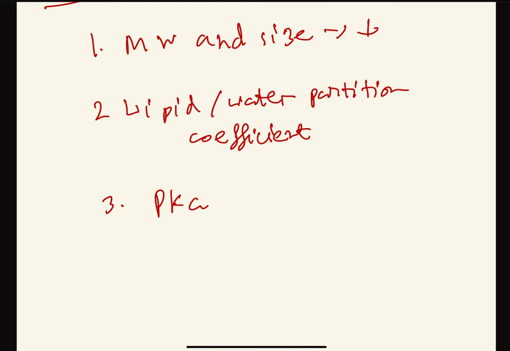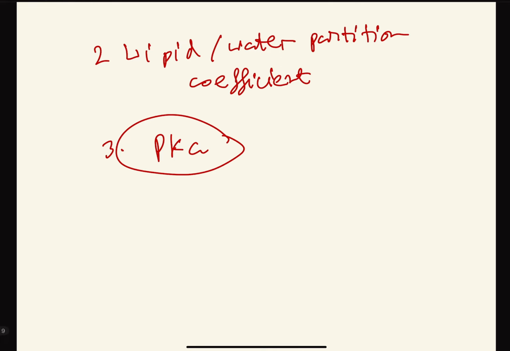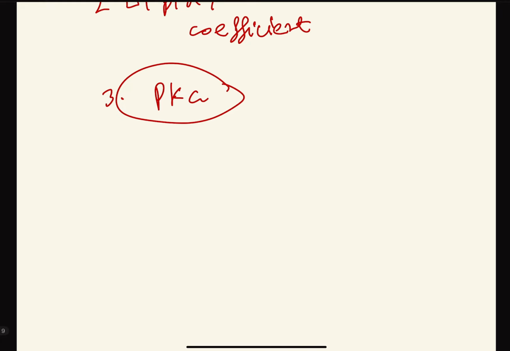There is also a thing called the pKa of the drug. So if the drug is a weak acid, it will absorb more rapidly in an acidic environment, like in the stomach. Okay, if the drug is a more basic drug, it will absorb from a more basic compartment where it is in non-ionized form. Okay, we have already talked about the pKa and ionization constant in our first video.